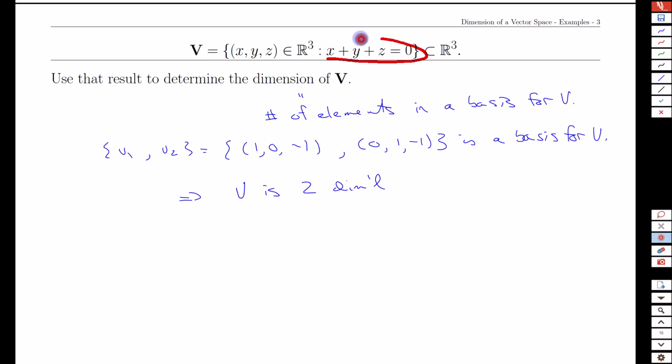And that matches our idea of this, because this is a plane in R3. The fact that it's in R3 is somewhat relevant, but more importantly, it's a plane, and our intuition tells us that planes in 3 dimensions are a two-dimensional subspace, and that's what we've just confirmed with our calculations here.